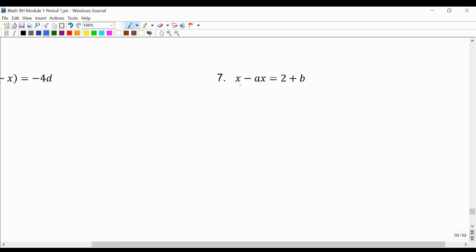We're looking at solving for x in x minus ax equals 2 plus b. First off, whenever we look at a problem and we see multiple x's, whether they're on the same side of the equation or on different sides, we know that we have clones of x's, and that means that we're going to have to undistribute or factor. I also want to see, are they on the same side, and is everything else on the other side?